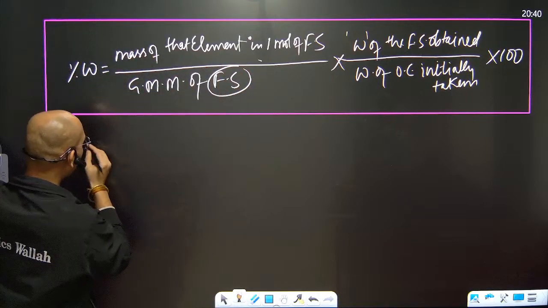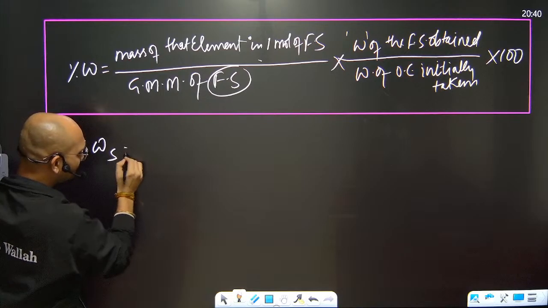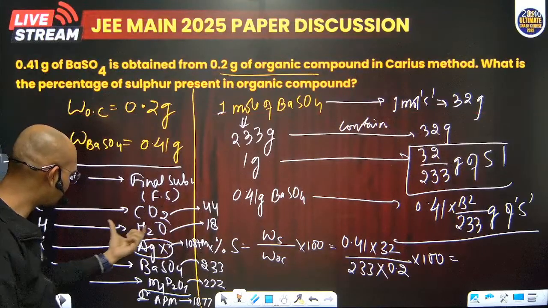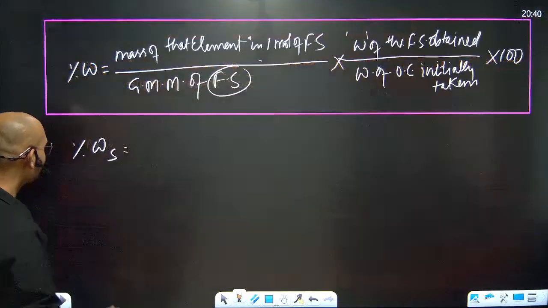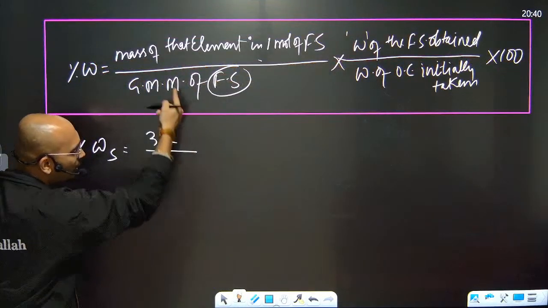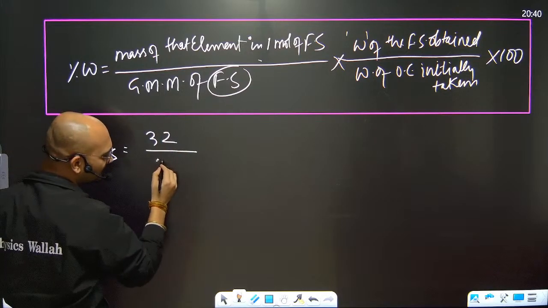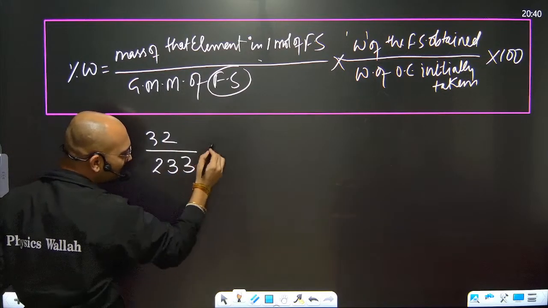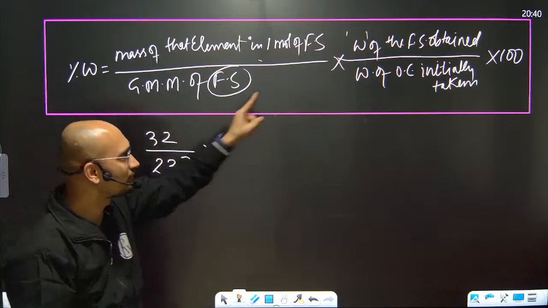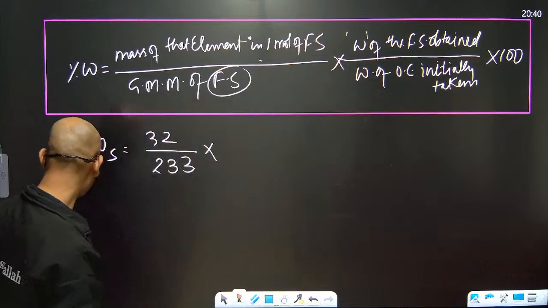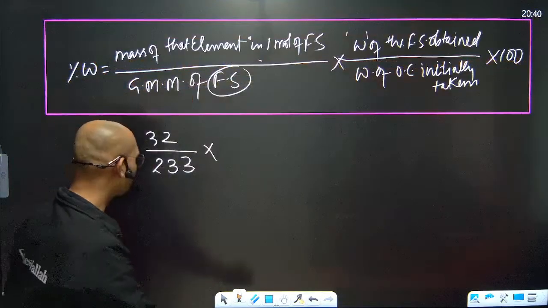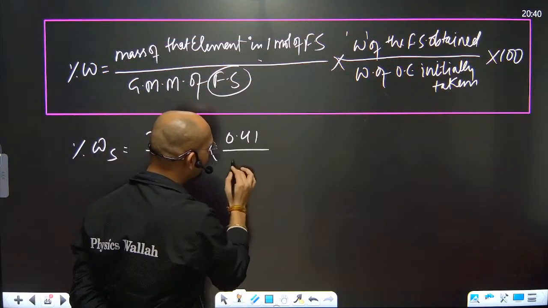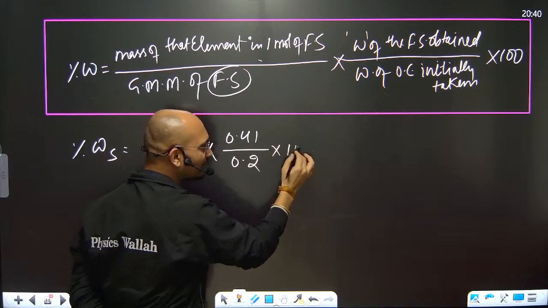Let us talk about what this case is asking for. Sulfur. In 1 mole of barium sulfate, how much sulfur is there? Just tell me. 1 sulfur. And 1 sulfur has mass how much? 32. Very good. Now how much is the gram molecular mass of barium sulfate? 233. Multiplied by the mass of the final substance we have got, barium sulfate: 0.41 divided by 0.2 multiplied by 100.